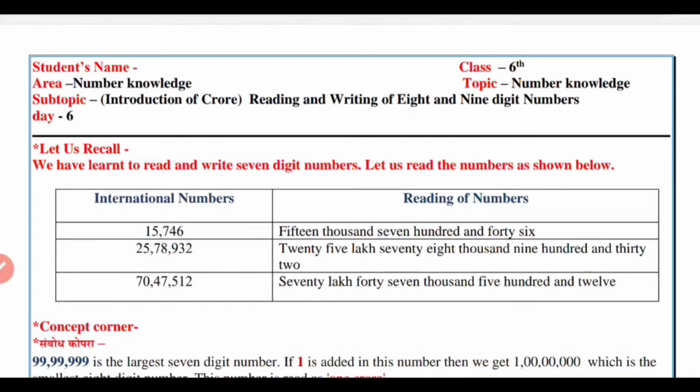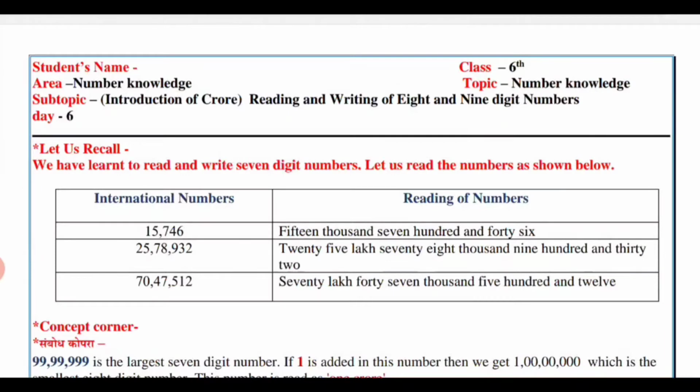In Let Us Recall we have learned to read and write 7 digit numbers. So let us read the numbers as shown below. International numbers are given and reading of numbers are given. You have to read this. This is for your homework. This we have done before.